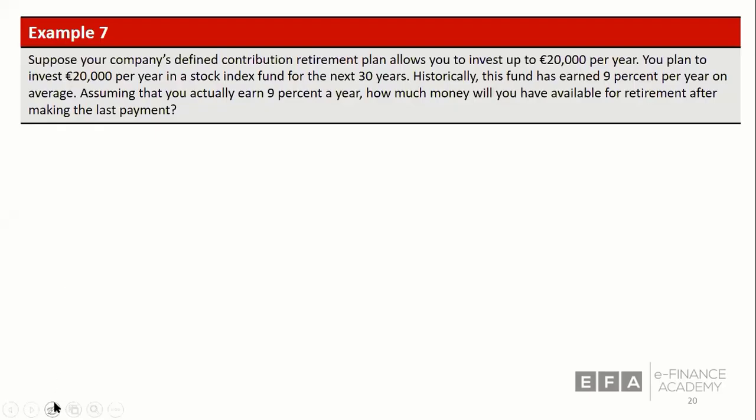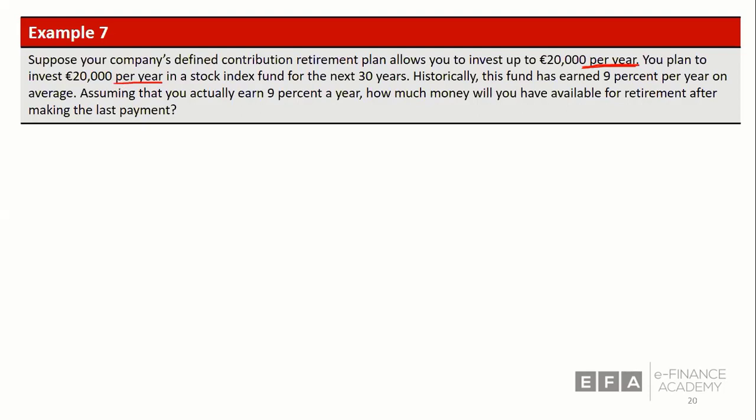All right, so we'll now take a look at an example on this topic. It says, suppose your company's defined contribution retirement plan allows you to invest up to $20,000 per year. So from this, it should be clear, you're investing each year $20,000, which means this is an annuity. This is not a lump sum. You plan to invest $20,000 per year. Again, it could be per year, per quarter, per month. As long as it's per period, it's an annuity for the next 30 years.